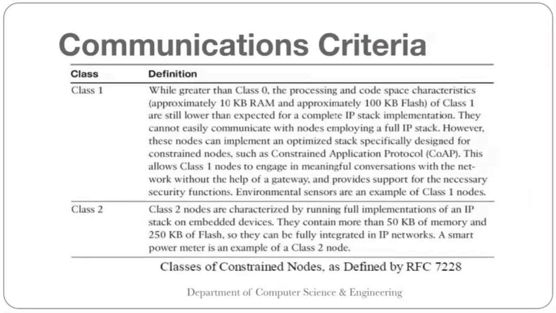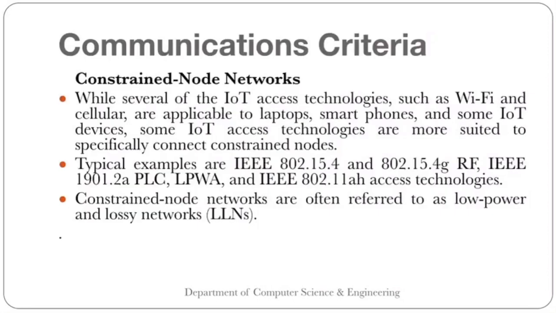So these are the constrained nodes, which we have categorized into these three classes as defined by RFC 7228. Depending on how much memory they have and what they support, we have divided them into three different categories. Then, constrained node networks.